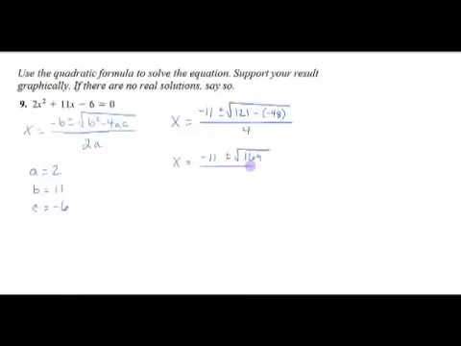169, all over 4. So x is negative 11 plus or minus the square root of 169, which is 13, all over 4. So x is negative 11 plus 13, which is 2, divided by 4 is 1/2, or negative 11 minus 13 is negative 24, divided by 4 is negative 6.